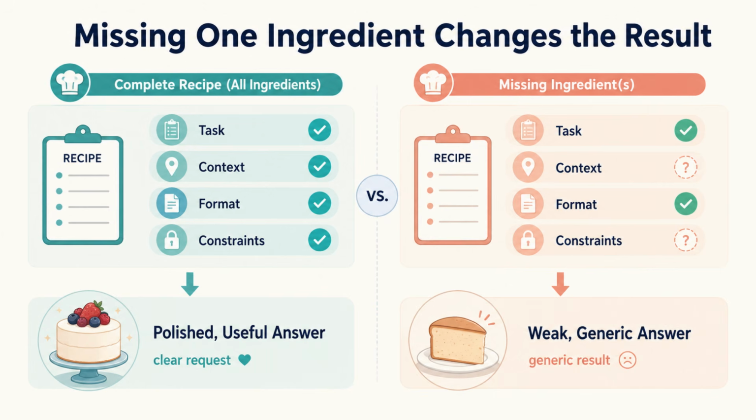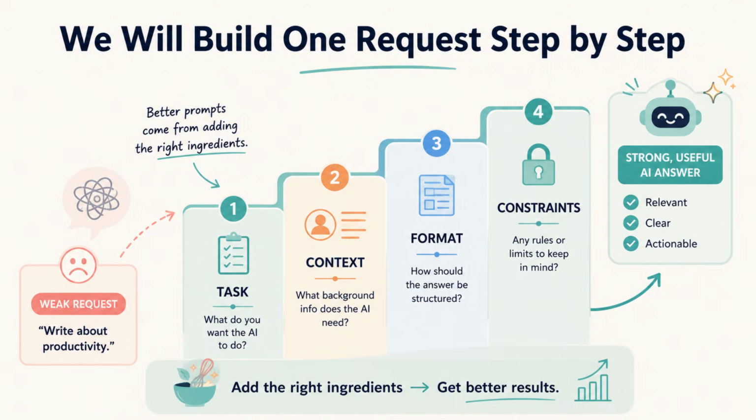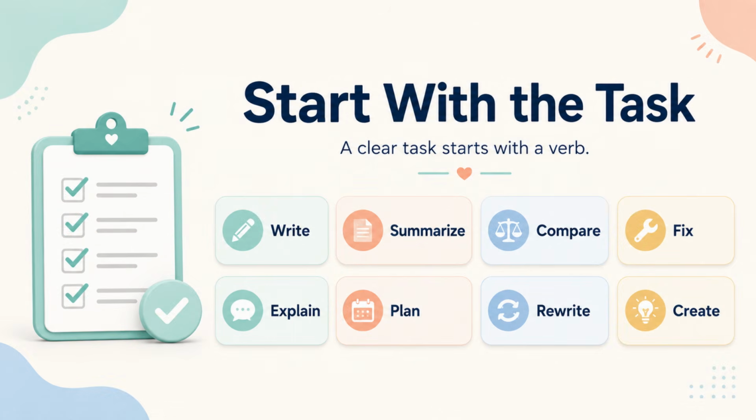Most disappointing AI answers are not a sign that the tool is bad. They usually happen because the request is missing something important. Maybe the task is not clear, maybe the background is missing, maybe the format is not mentioned, maybe the limits and tone are unclear. So, in this lesson, we will take one simple request and build it step by step using the 4 ingredients that make AI answers much more useful. Let us start with the first ingredient, task.